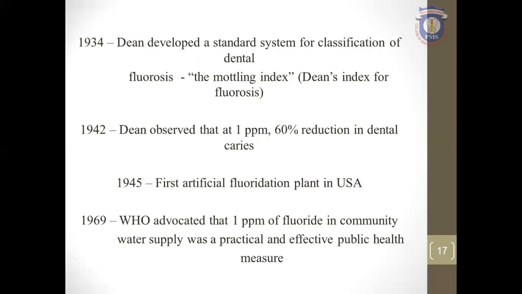Coming back to the history, in 1934 Dean developed a standard system of classification of dental fluorosis, that is the mottling index, which later on was called Dean's fluorosis index. In 1942, Dean observed that 1 ppm of fluoride in the drinking water reduced dental caries experience by 60%. In 1945, the first artificial fluoridation was established in the USA. And subsequently in 1969, the WHO advocated that 1 ppm of fluoride in the community water supply was a practical and effective public health measure in preventing dental caries.